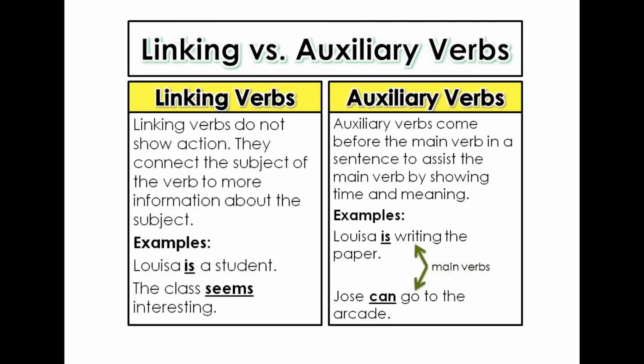And one more reminder of the difference: linking verbs do not show action. They connect the subject to more information about it. Is here is a linking verb. Student describes Louisa. And seems is a linking verb. Interesting describes the class. Auxiliary verbs come before the main verb. They'll never be by themselves. And they assist the main verb by showing time and meaning. Here, is writing is the whole verb phrase. Or can go is the whole verb phrase. And is and can are the helping verbs or auxiliary verbs.